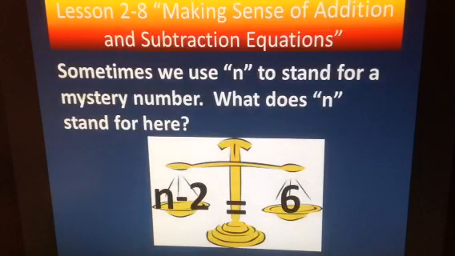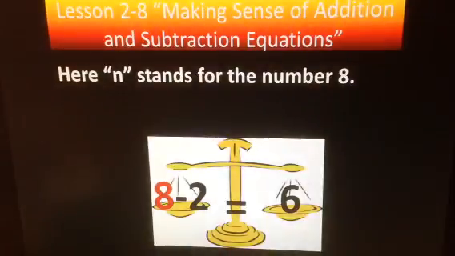Sometimes we use the letter N to stand for a mystery number. N is short for the word number. What does N stand for here? Something minus 2 equals 6. 8 minus 2 equals 6.